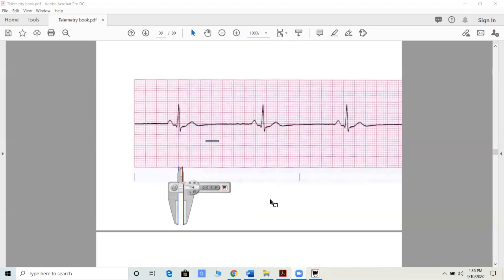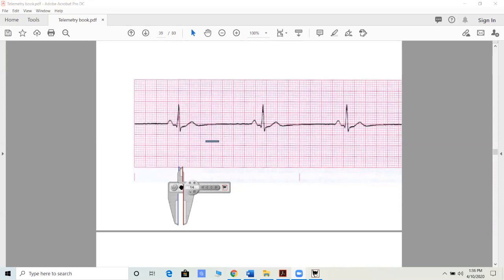What does that mean? The QRS is normal because that is where the AV node sends its electrical stimulation to the bundle of His, which then sends the electrical impulses through the bundle branches. And when it gets to the bundle branches, it sends it to the Purkinje fibers. So now we've got a normal QRS.